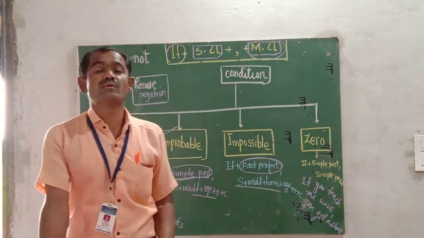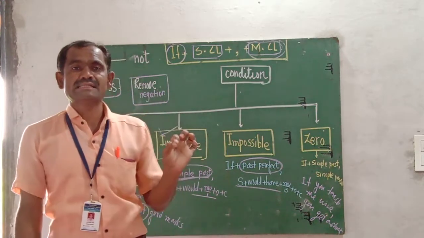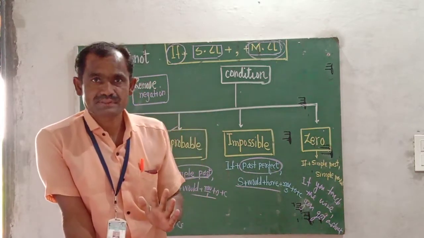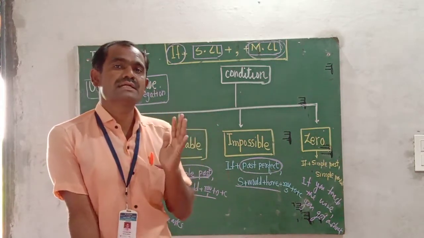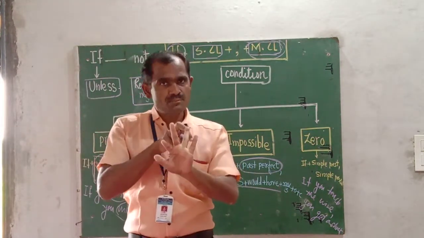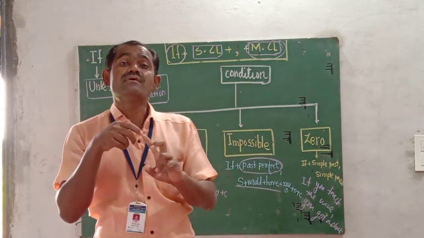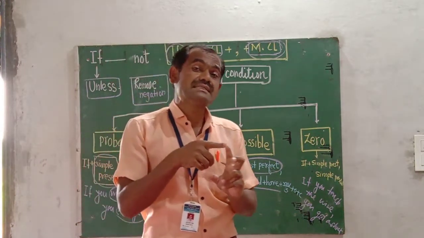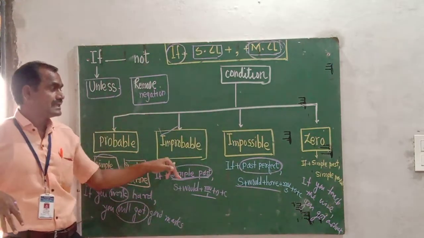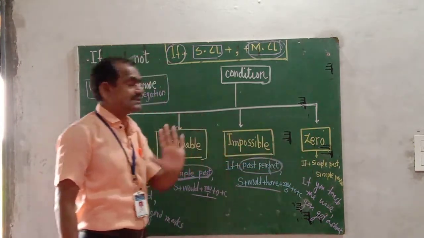These are four important conditions: whenever if is used in the sentence, the sentence is called a conditional sentence. There are four kinds of condition. First is the probable condition, second is the improbable condition, third is the impossible condition, and the fourth we can introduce is the zero condition. This is a present condition, past perfect condition and simple present tense condition.